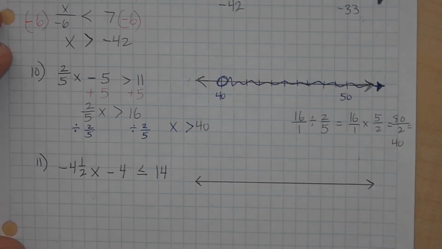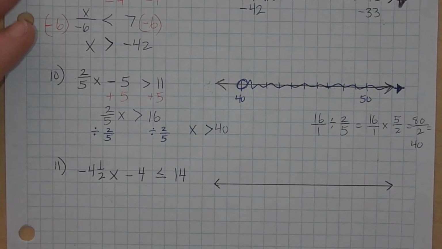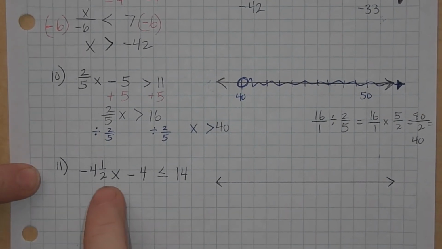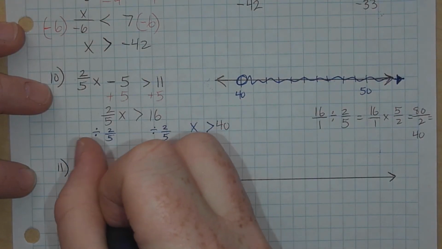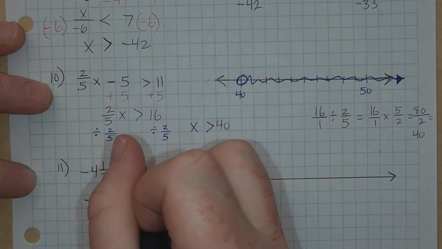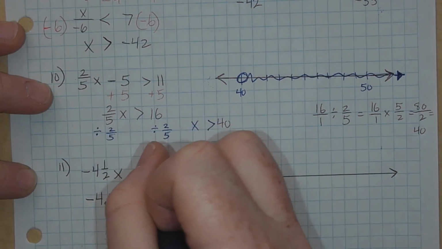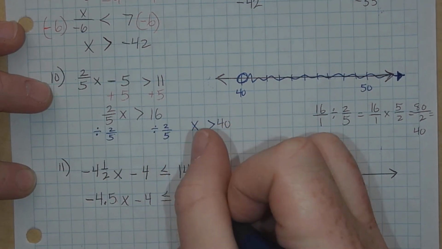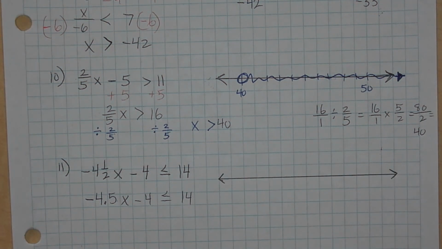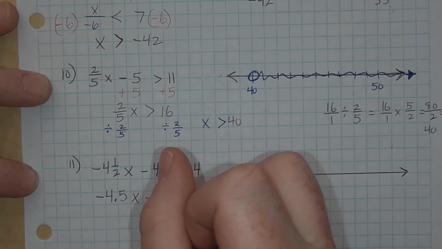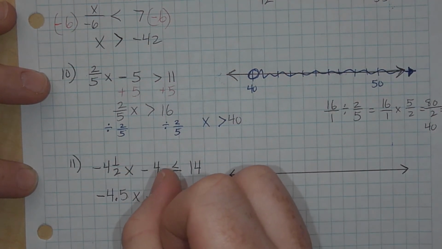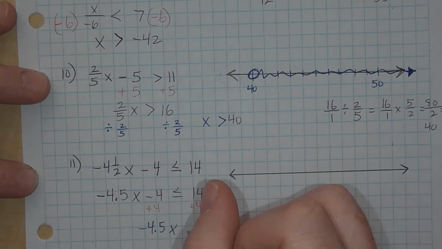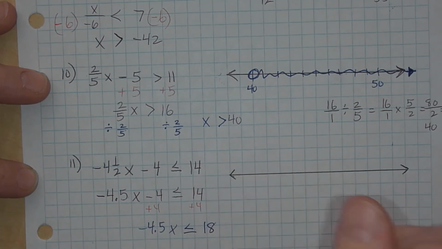All right, last but not least, number 11. On this one, what I would probably do is convert this over to a decimal just to make life a little bit easier. So negative 4.5x minus 4 is less than or equal to 14. Okay, so what we're going to do is add 4 to both sides because we're going to get rid of that minus 4. We get negative 4.5x is less than or equal to 18.